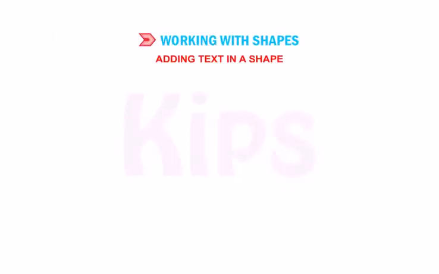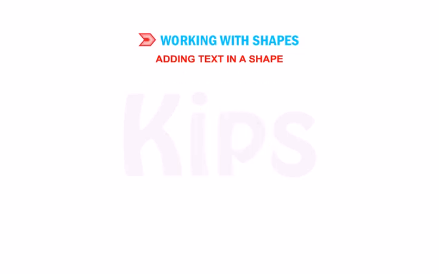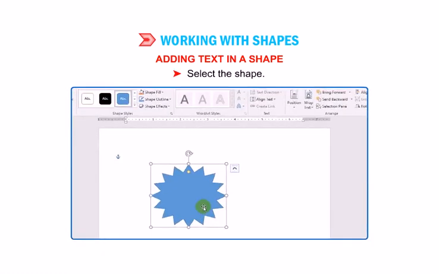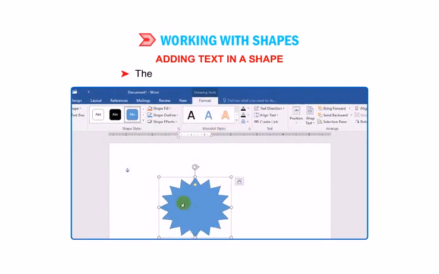Okay students, now let us find out how to add text in shapes. You can also insert text in the shape. To add text in a shape, select the shape. Right-click on it and select the Add Text option from the shortcut menu. The insertion point appears in the object. Now type the text.